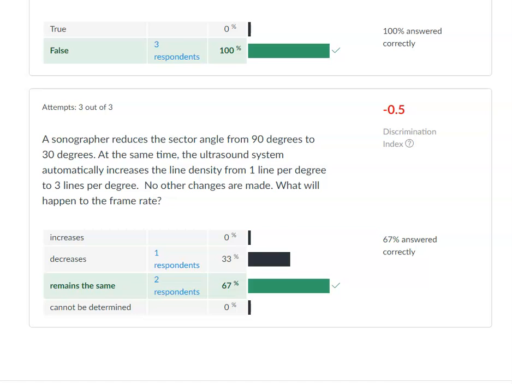Last question. Yay. A sonographer reduces the sector angle from 90 to 30 degrees at the same time the ultrasound system automatically increases line density from 1 degree to 3 degrees. No other changes will happen. What happens to the frame rate? This is straight out of the book. It remains the same. We've gone down by a third in sector size. We've gone up by 3 in our lines per degree. Therefore, there's no change.